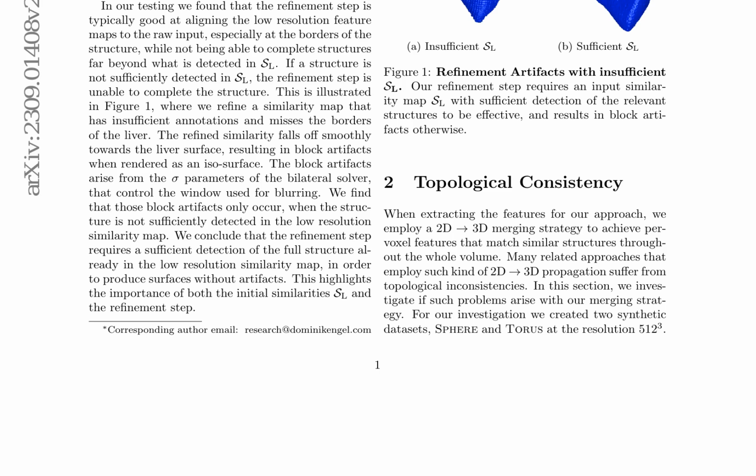The paper also addresses topological consistency in feature extraction, employing a 2D-to-3D merging strategy to achieve per-voxel features that match similar structures throughout the whole volume. The authors investigate whether their merging strategy suffers from topological inconsistencies, creating two synthetic datasets, sphere and torus, at a resolution of 512^3 to test this.